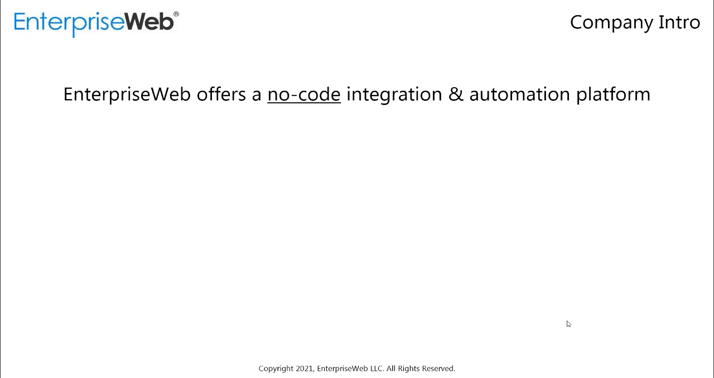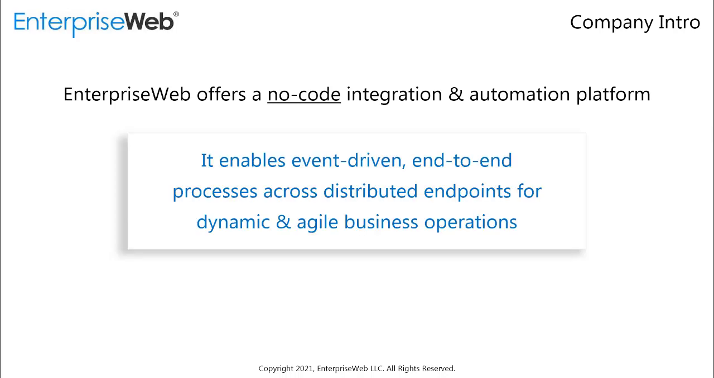So Enterprise Web offers a no-code integration automation platform. It enables event-driven end-to-end processes across distributed endpoints for dynamic and agile business operations. And the whole notion is enterprise-wide web scale.